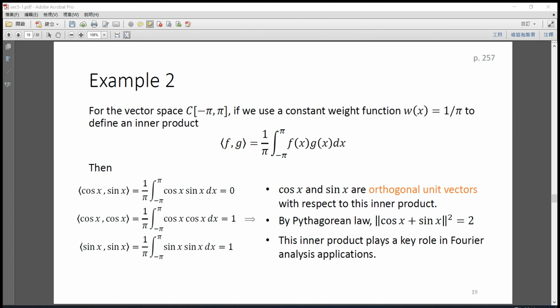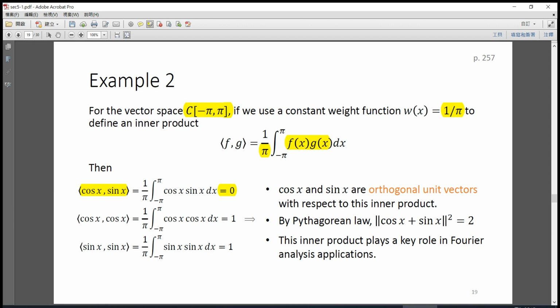In example 2, we consider the vector space of continuous functions defined on the interval between -pi and pi. And we use a constant weight function, the inverse of pi, to define an inner product. The inner product equals the inverse of pi times the integration of f of x times g of x from negative pi to pi. With this inner product, we can compute the inner product of cosine x and sine x, which equals 0. And this means cosine x and sine x are orthogonal.